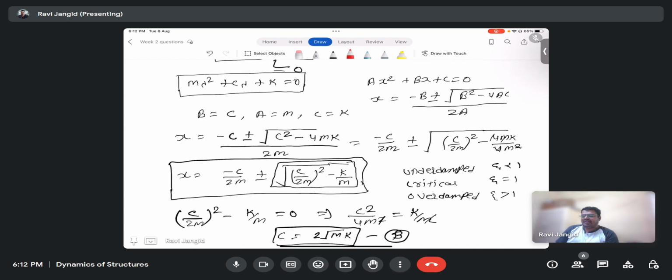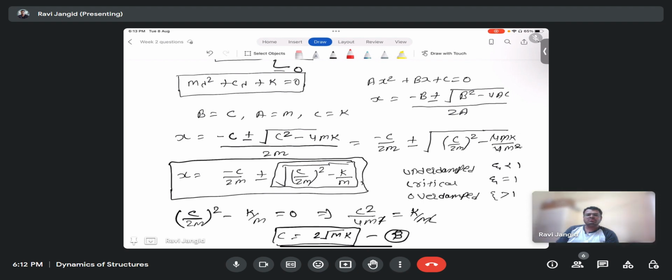Does anyone know a real life example of an overdamped system, underdamped system, or critical system? We can say door damping, for example. It doesn't vibrate about a mean position. It slowly comes to a halt. If it is overdamped, yes, gradually, like a toilet door, it will gradually come to a stop. It doesn't vibrate about a mean position, on the positive and negative side. Yes. And for the critical system, anyone?